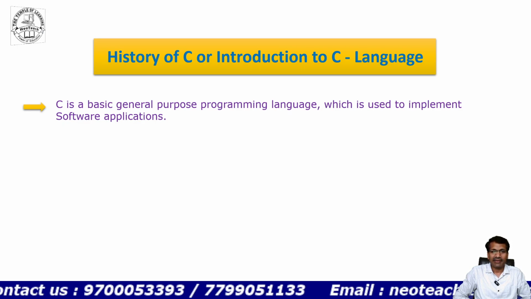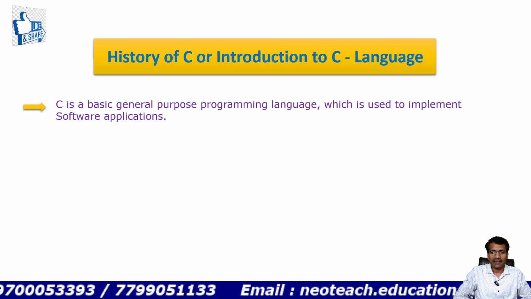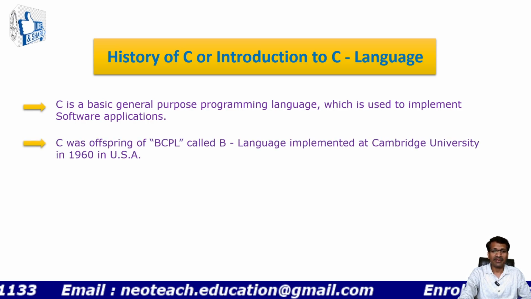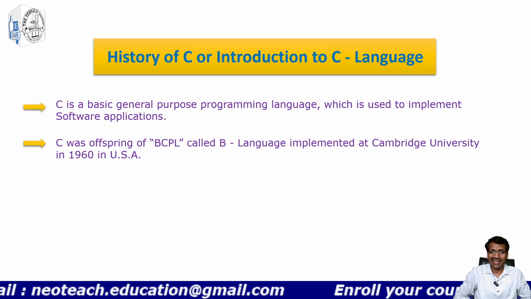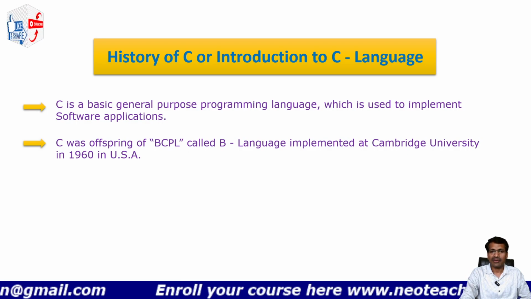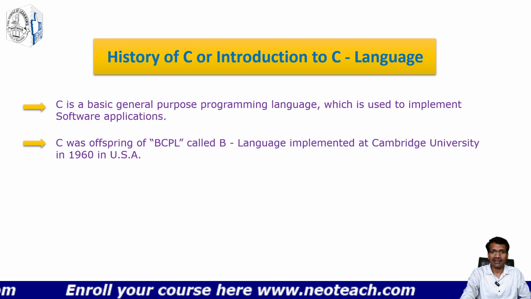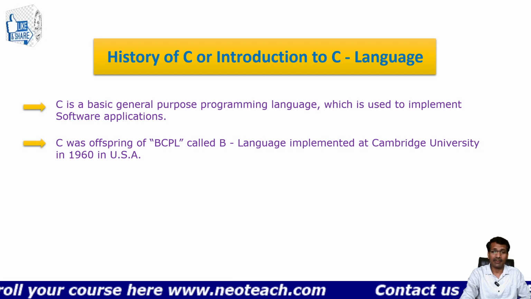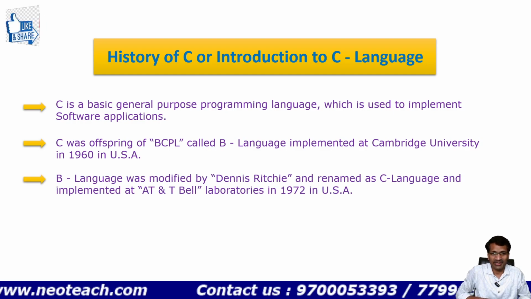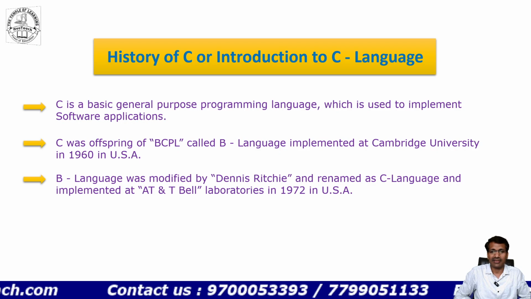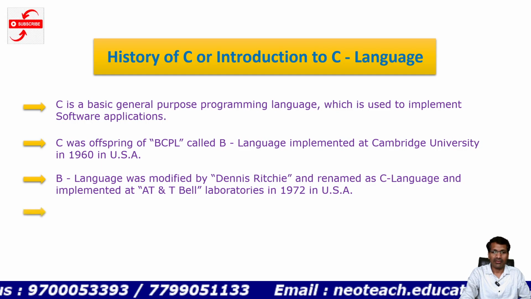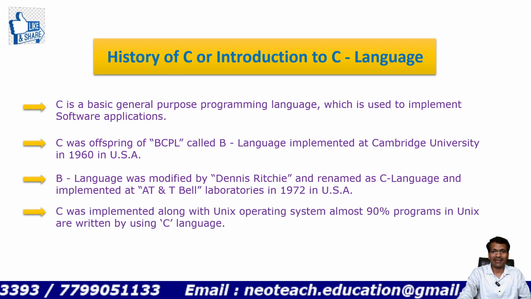And C came from B language, generally we say an offspring of BCPL. What is that? Basic Combined Programming Language. Simply we call it B language, which was introduced in 1960 at Cambridge University. B language was modified by Dennis Ritchie, with many modifications done for the purpose of implementing the Unix operating system in the year 1972 at AT&T Bell Laboratories in USA. After making the modifications, he renamed it as C language.